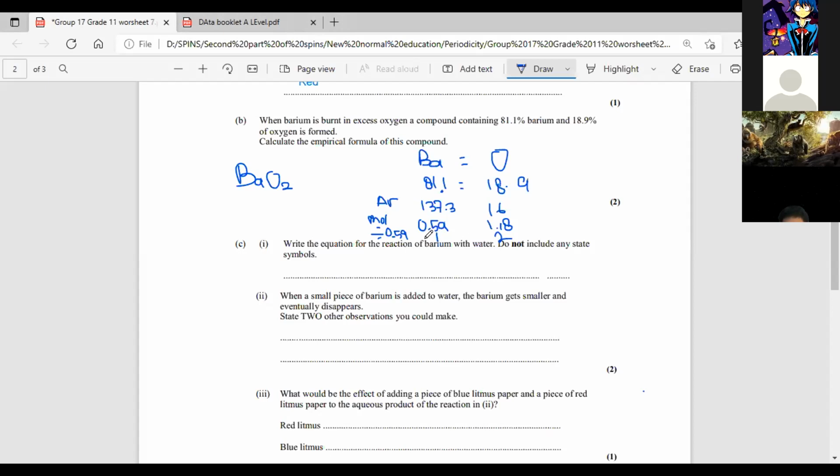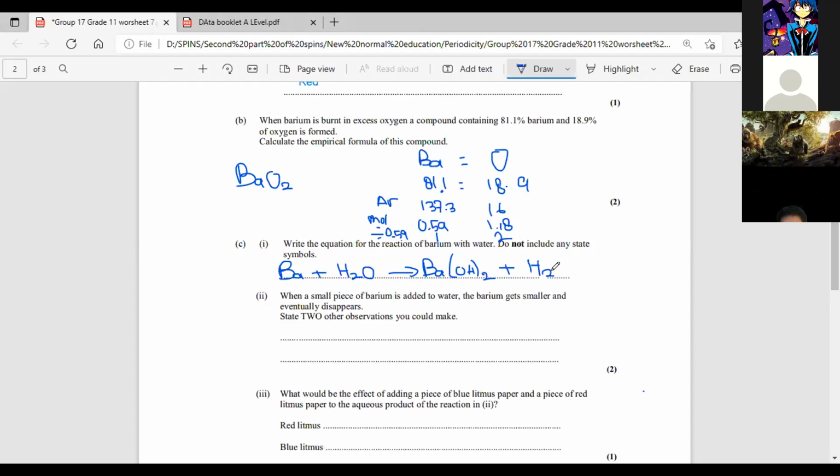Write the equation for the reaction of barium with water. Do not include any state symbols. So barium plus H2O will become barium hydroxide plus hydrogen gas.